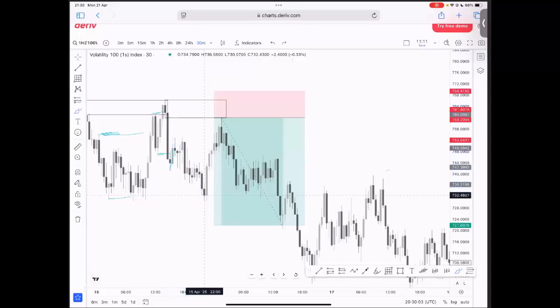Now as soon as you're done making that analysis, you place your trade from wherever your stop loss may be towards your take profit target.